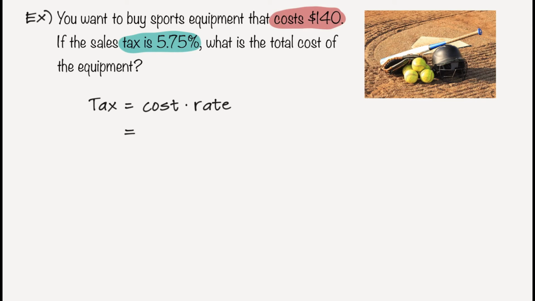So this is 140 for the cost. And for that rate, I'm going to change it so it no longer has that percent sign. So if it's starting as 5.75, I'm going to move the decimal point backwards twice and add in any zeros that I need to. So this is 0.0575. And I can multiply those values in my calculator, and I'm going to find that the tax on $140 is going to be $8.05.